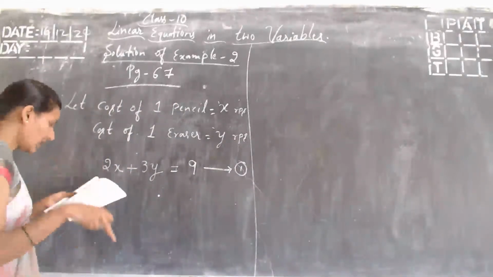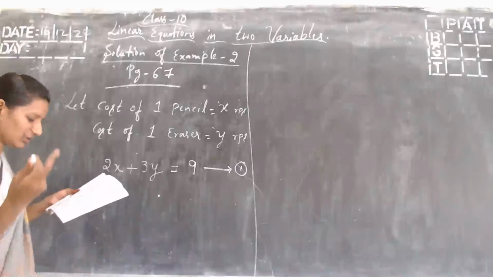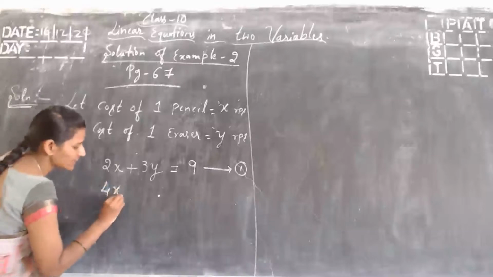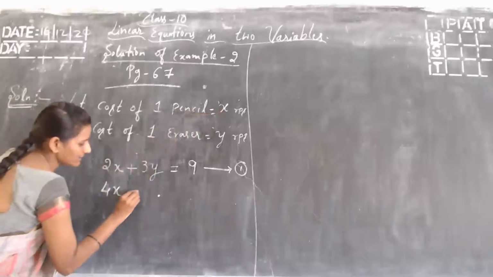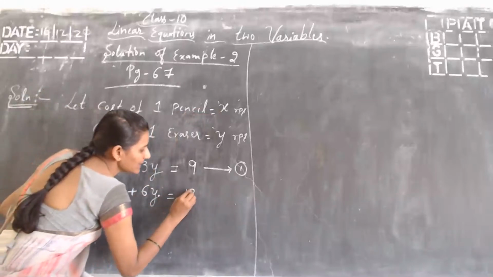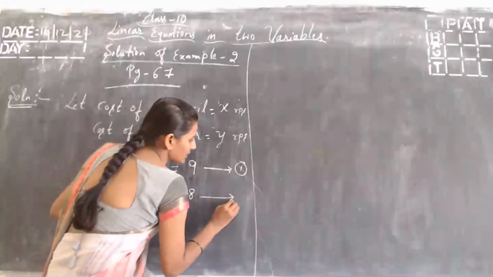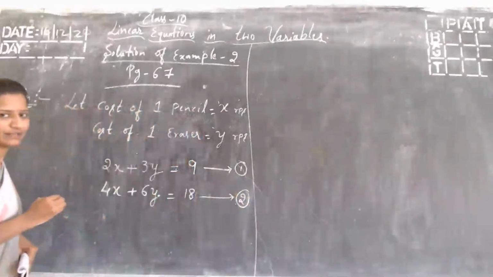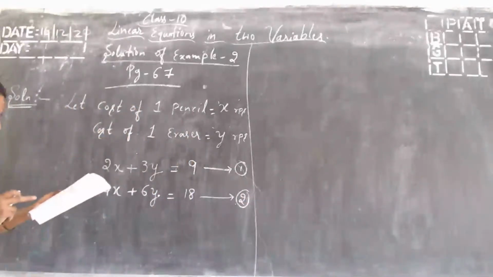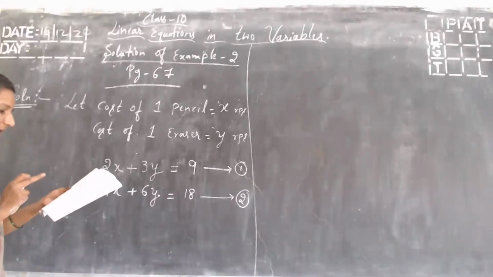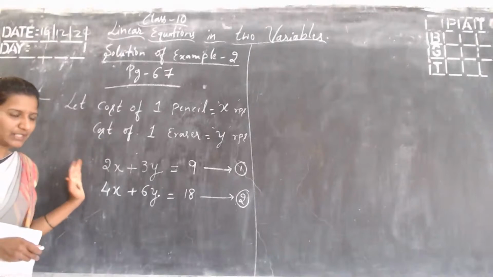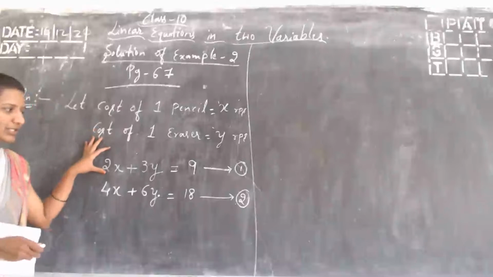Again, Sonali saw the new variety. Sonali went to the same stationery shop and she bought 4 pencils, pencil is given by x, and 6 erasers for 18 rupees. Take this equation as 2. Now what we have to do? Now we have to represent this algebraically and graphically. So these are the algebraic equations. These two are the algebraic equations. By using the given question, we have written the equations.